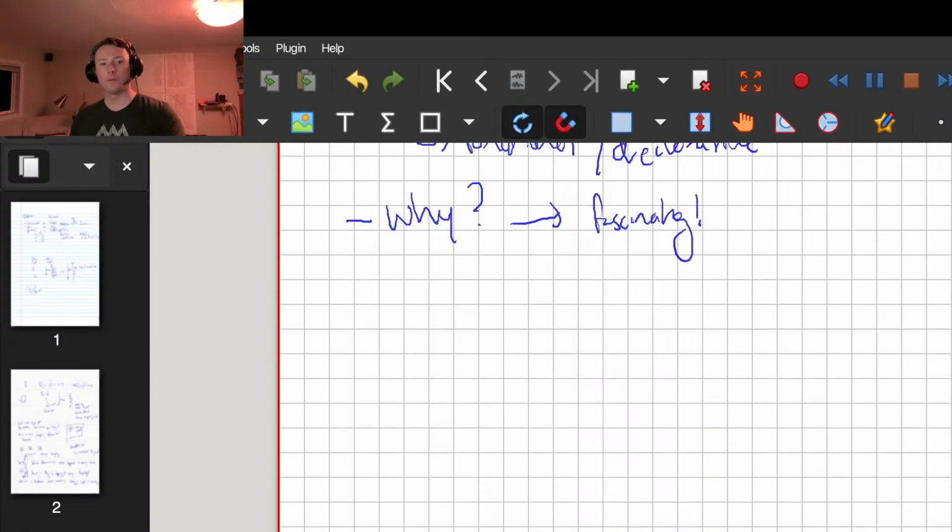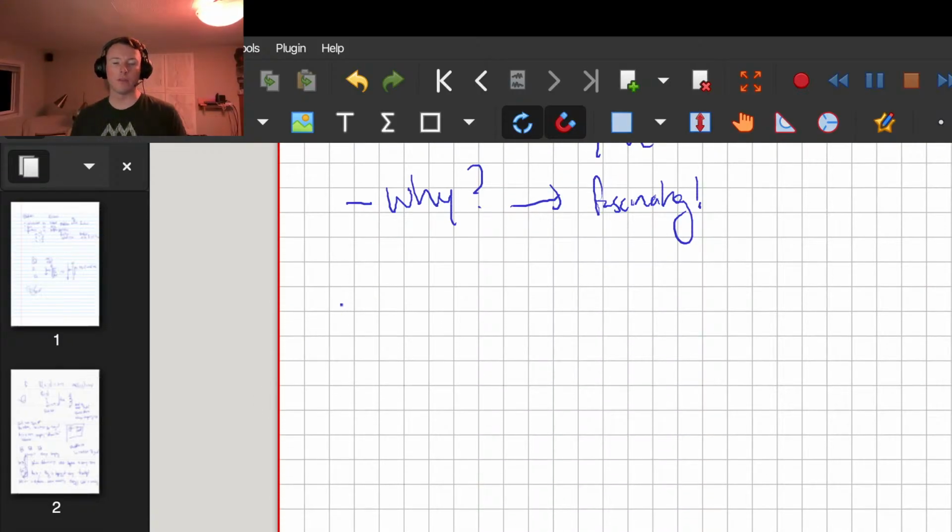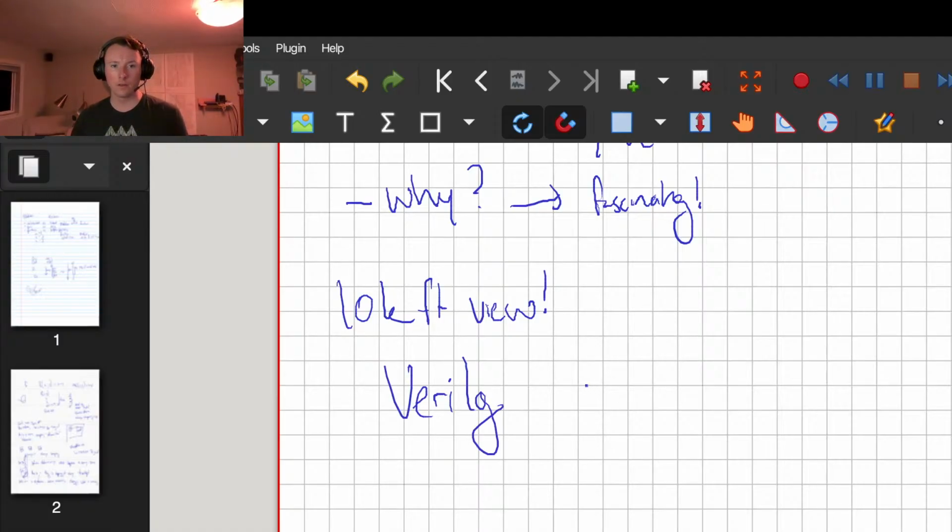So maybe let's just go ahead and start with the highest level, 10K foot view. So, Verilog versus the world.